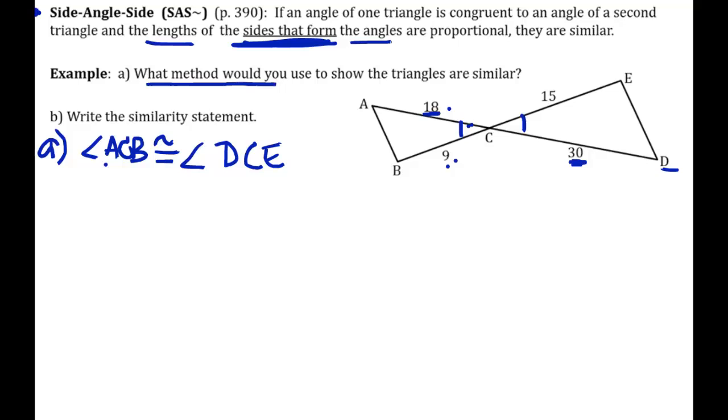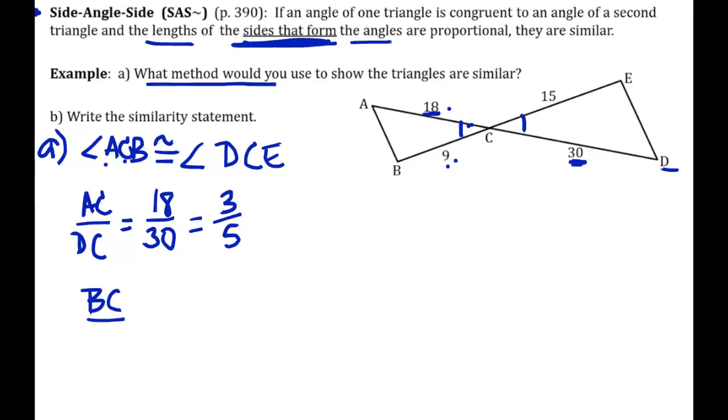And so the ratio of sides, AC, and it's going to be corresponding to DC. So the ratio of AC over DC is 18 over 30. And 18 over 30 reduces to 3 over 5. Now let's check the other ratio. We've got to check the ratio of the other side. BC over EC, and BC is 9, and EC is 15. Divide both by 3, and we get 3 over 5.